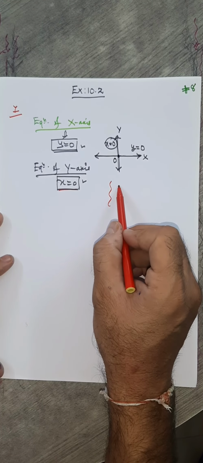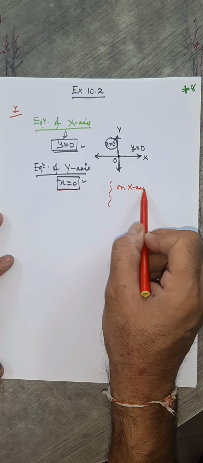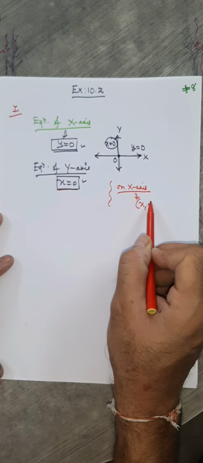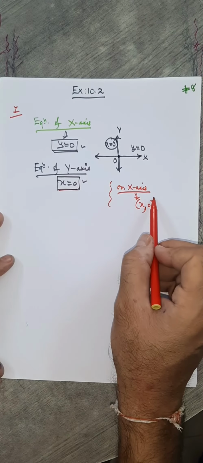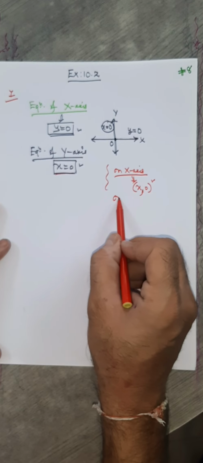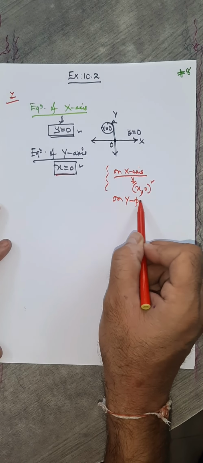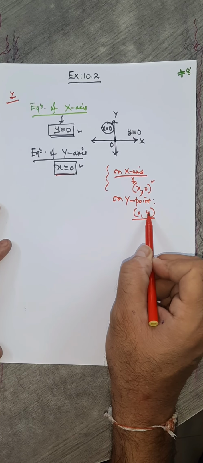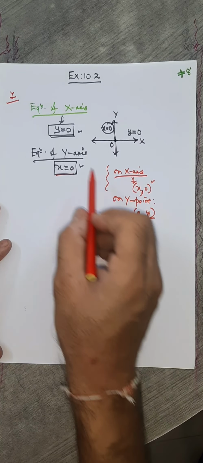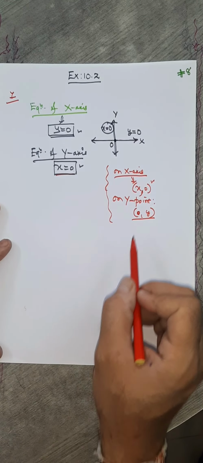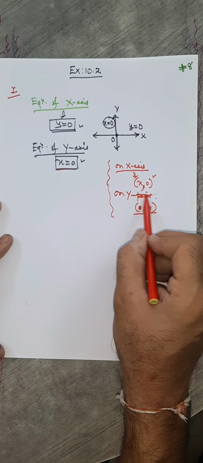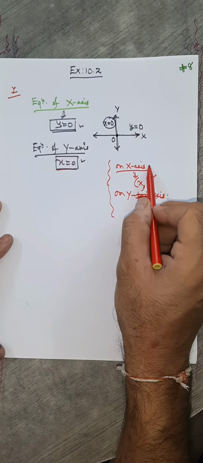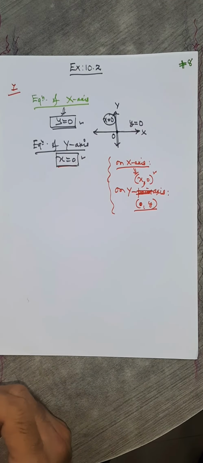Whenever we choose a point on the x-axis, then normally we write x comma 0 because on the x-axis the y coordinate is always 0. And whenever we choose a point on the y-axis, then normally we write 0 comma y. This y is anything, but the x coordinate is always fixed, so the equation is x equals 0. Right? A point on the y-axis will be 0 comma y, here x comma 0. Fine, that's the first one.